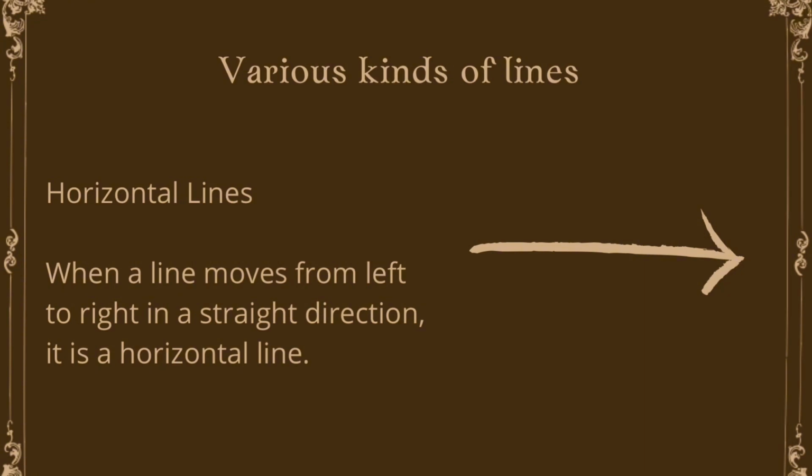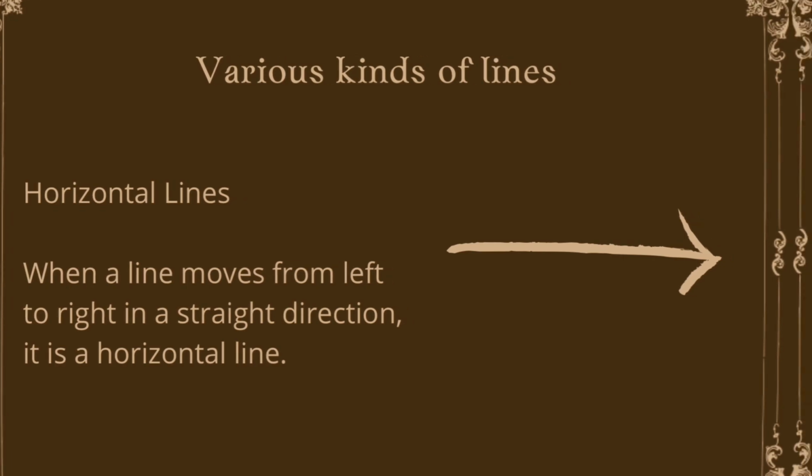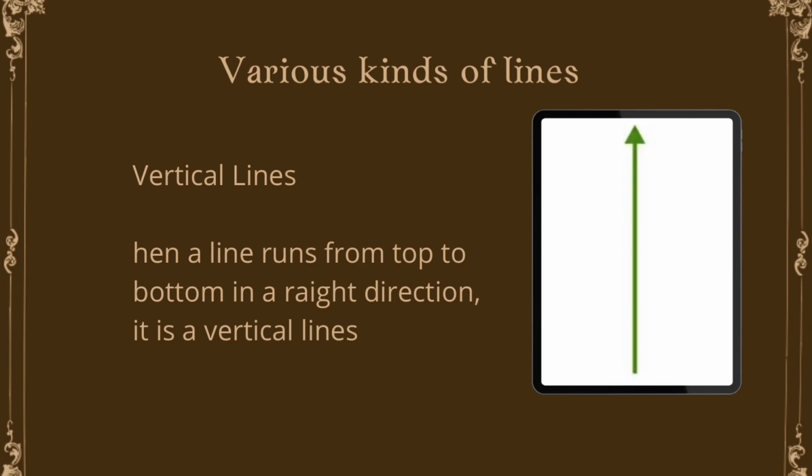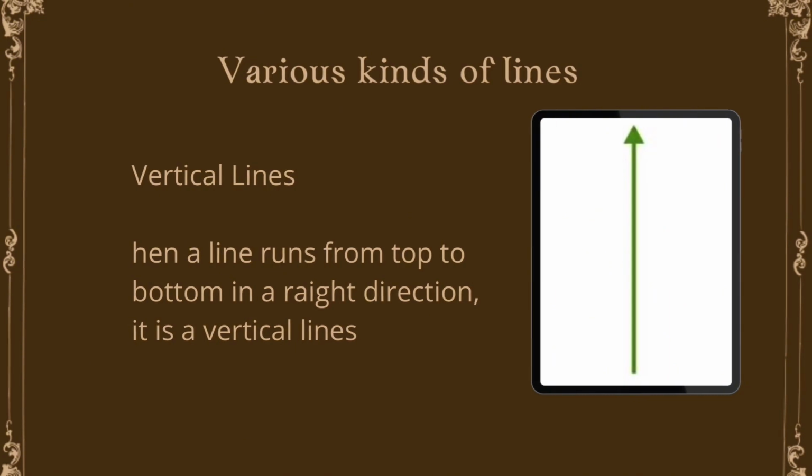When a line moves from left to right in a straight direction, it is a horizontal line. The second is vertical lines. When a line runs from top to bottom in a straight direction, it is a vertical line.